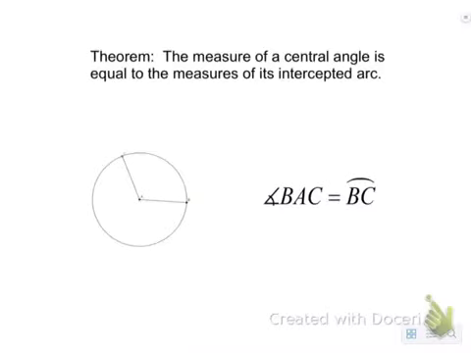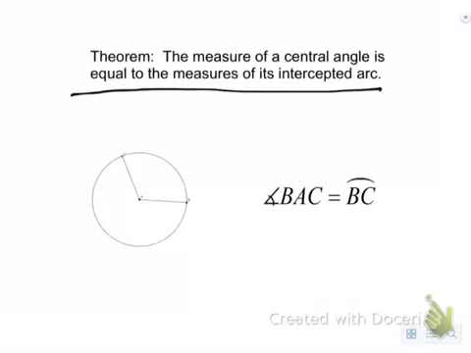All right, tonight you're going to take notes a little bit differently. We're going to make a flip book. You should already have the theorem on the front page of your flip book. The theorem says that the measure of a central angle is equal to the measure of its intercepted arc.